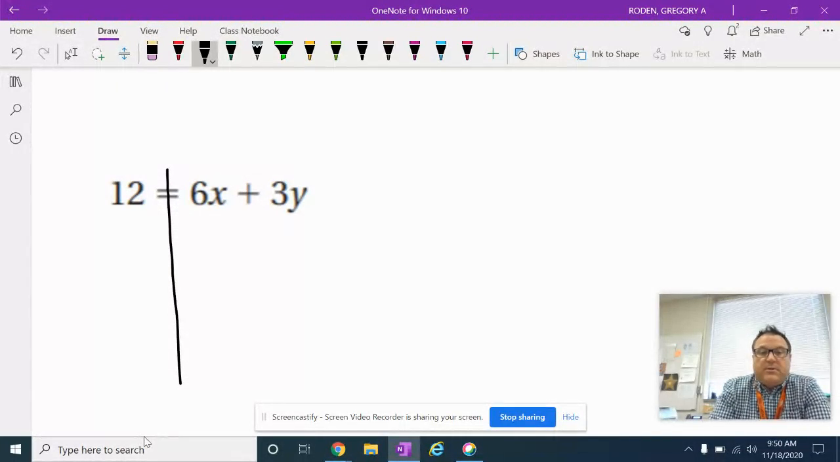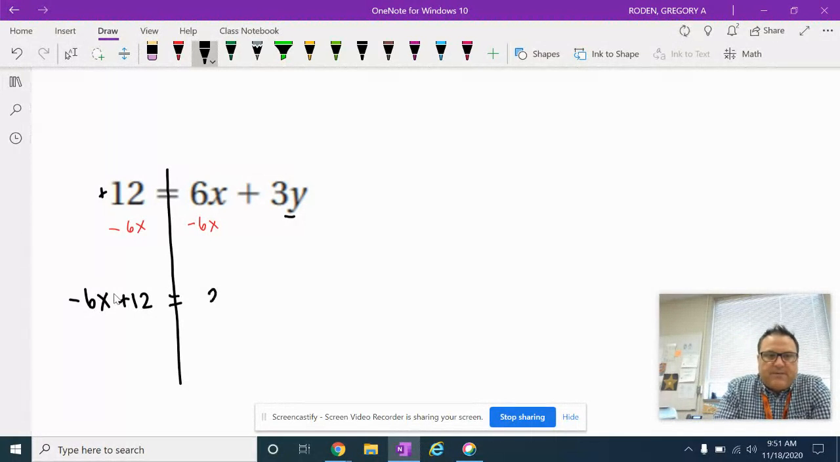The next thing we're going to do is subtract. We want to get y by itself because that's the skill we always want. So let's subtract 6 x's from both sides. When I do that, what do I get here? I get negative 6x on the left side, and then plus this 12 right here. We always assume if there's no sign in front of it, it's a positive, a plus sign. And then on this right side, we just have 3y.